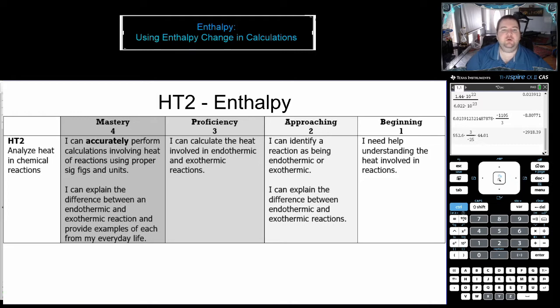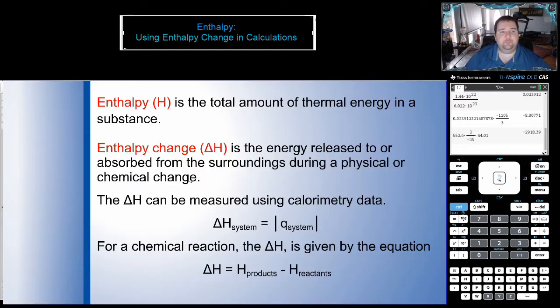Today we are going to be starting our second unit on heat. We're going to be focusing on enthalpy in this unit. Let's get started. So first we're going to have to go over some of the new terms that we're going to be talking about today.